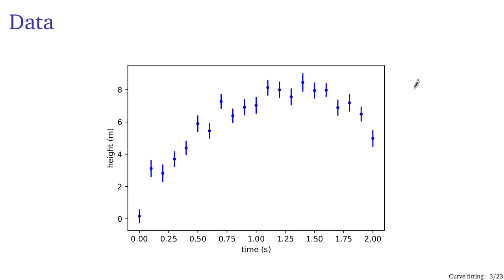Got a randomly generated data set here. The points are not all following a perfectly smooth curve because there's some uncertainty in the data. That uncertainty is reflected in the error bars. Now, if you don't have an idea for what models to use, you can certainly try some.